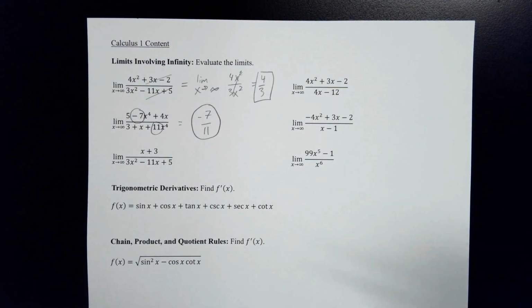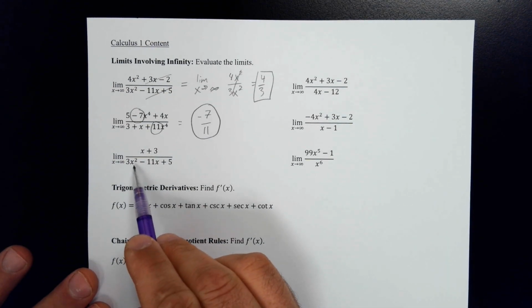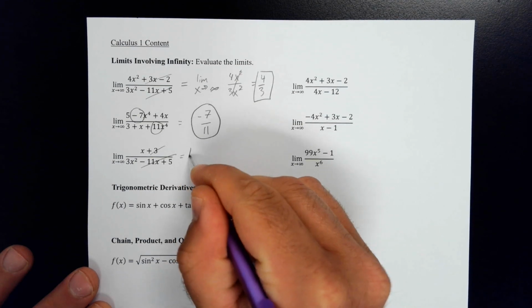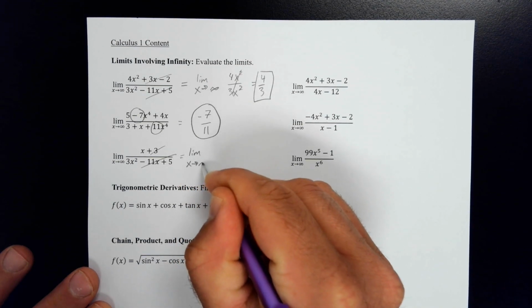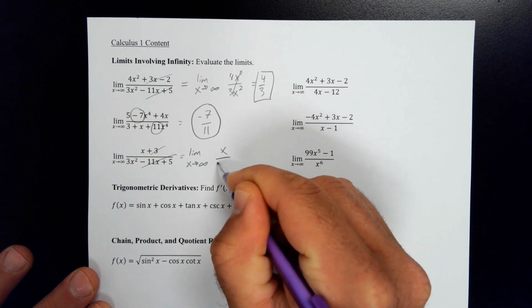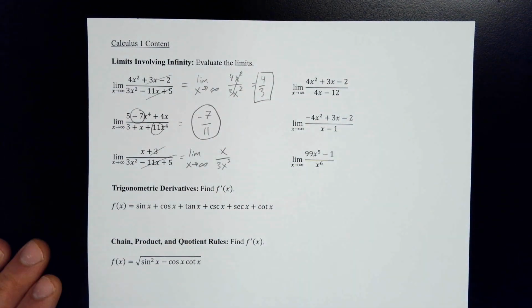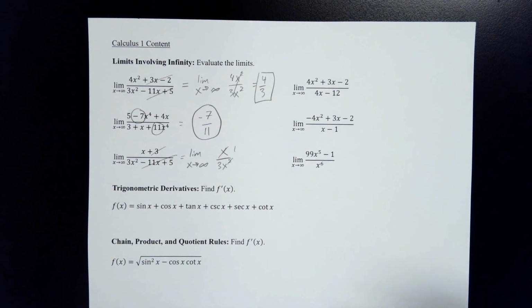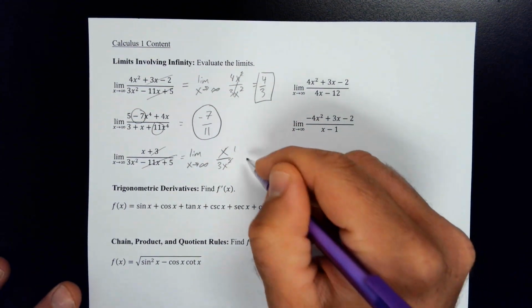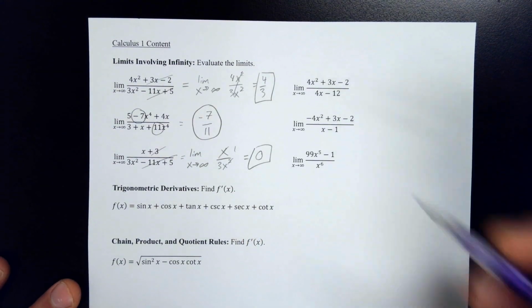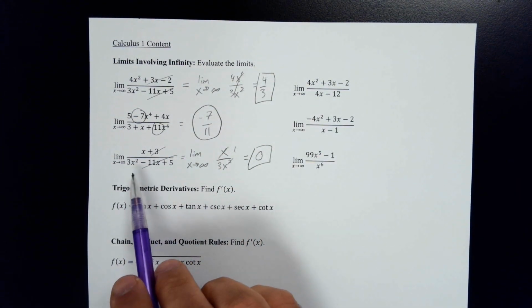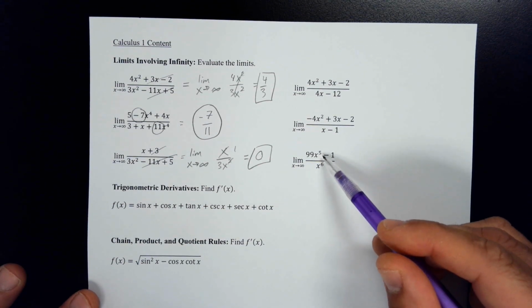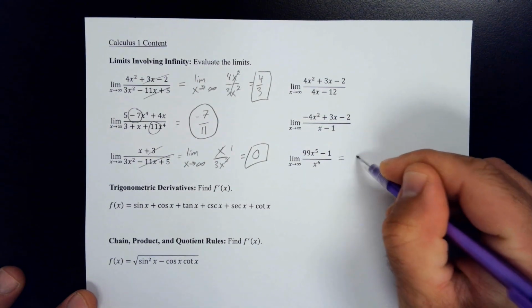Now what happens when the degrees are different? Here the degree on the bottom is bigger. I could still get rid of all the non-leading terms and say that this is the same as the limit as x approaches infinity of x over 3x squared. These x's would cancel out, and I'd have a 1 on the top over 3x, and as x gets enormous, this goes to 0. And in fact, whenever the degree on the bottom is bigger than the degree on the top, like for instance here, the degree is 6, here the degree is 5, I know this answer is going to be 0.